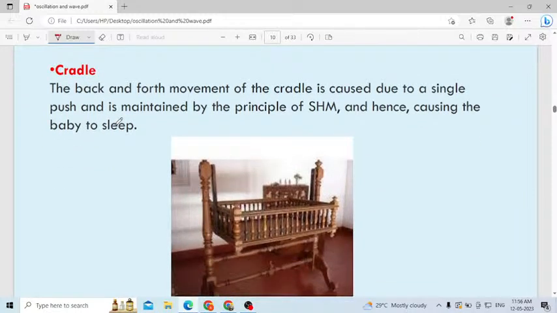Next, the cradle. This one also you can observe in your home, those who have a small baby. The back and forth movement of the cradle, caused by a single push, is maintained by simple harmonic motion. When you touch the cradle, you can observe it oscillating back and forth, hence causing the baby to sleep. Easily that baby can sleep.